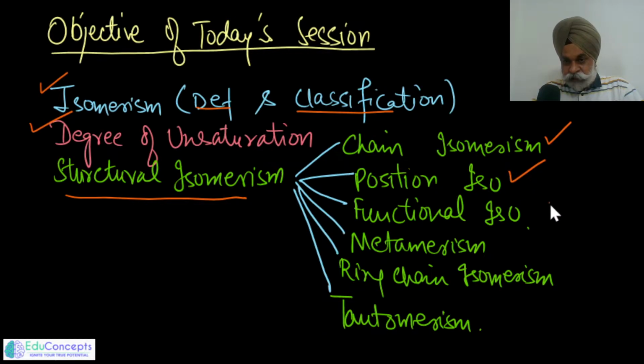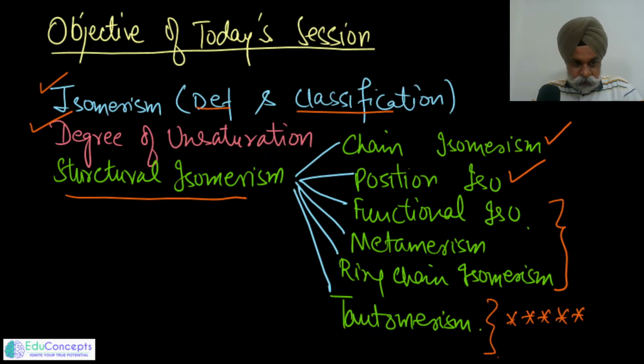So in today's session we will be discussing these three types of isomerism: functional, metamerism and ring chain. And lastly, because this is one of the most important ones, tautomerism, it may take 1 or more sessions to explain this particular topic. So let me directly go into the discussion. In today's session, we are going to discuss structural isomerism. In that we are going to target functional, metamerism and ring chain.